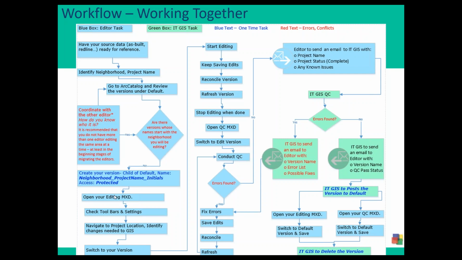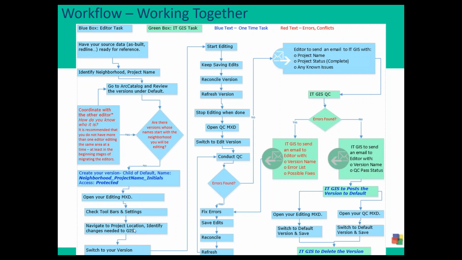Then you open your editing MXD and check your toolbars, just like we were looking at a little bit earlier, and then you can check the settings. If you look at your editor manual, there are settings for everything, including snapping and versioning, how you do the reconcile and post, and those kinds of things. So everything's in there, and you will be going through the checklist. Also, the editor quick guide gives you that information.